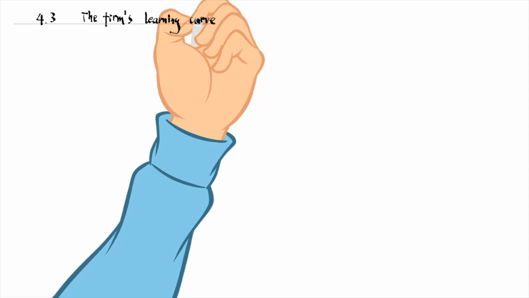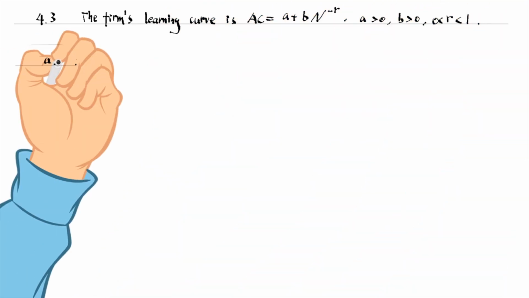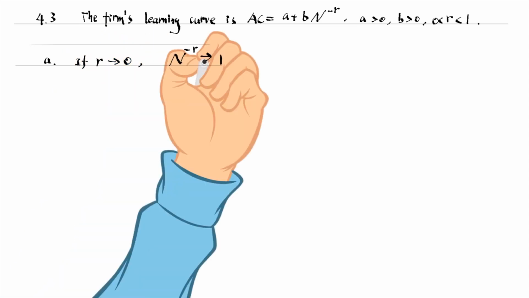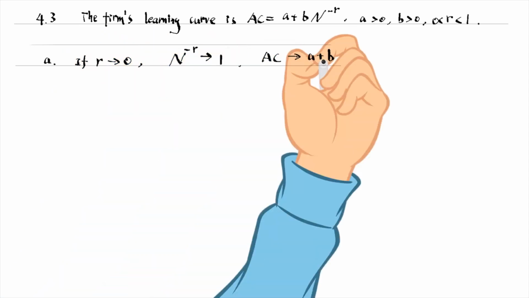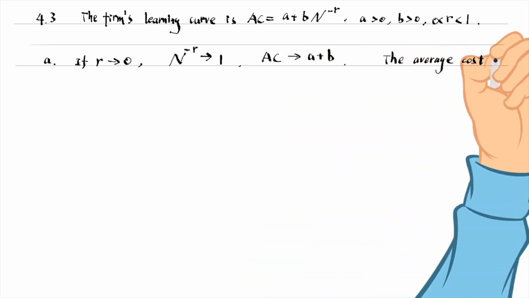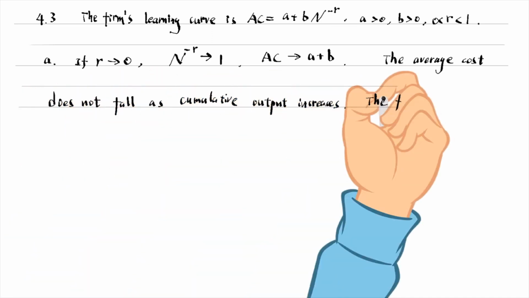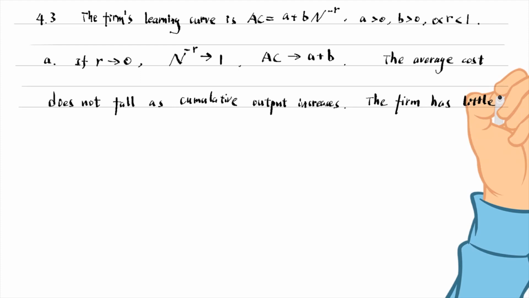If R approaches 0, N to the power minus R approaches 1. The average cost approaches A plus B, which is a constant. The average cost does not fall as cumulative output increases. The firm has little ability to learn by doing.